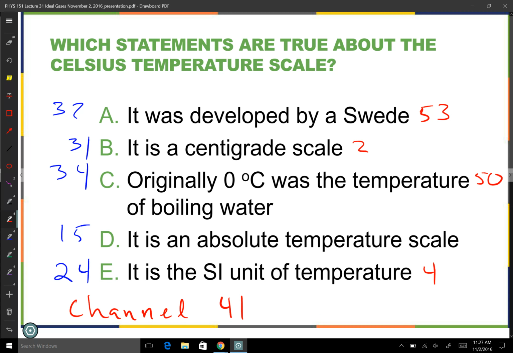And yes, under Celsius was a Swede. And originally 0 degrees was the temperature of boiling water, but it was flipped over. It was originally a centigrade scale, but it no longer is because now it's going from the triple point to the boiling point of water, which is slightly less than 100 degrees. And it's not an absolute temperature scale. The one somebody answered there was, it's the SI unit of temperature. The SI unit of temperature is kelvins.